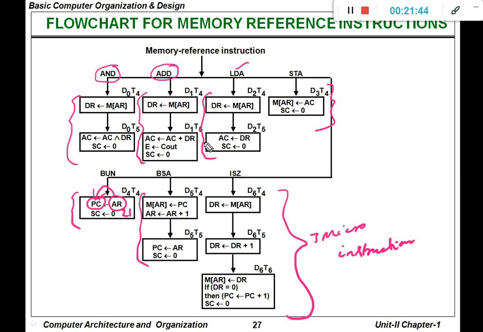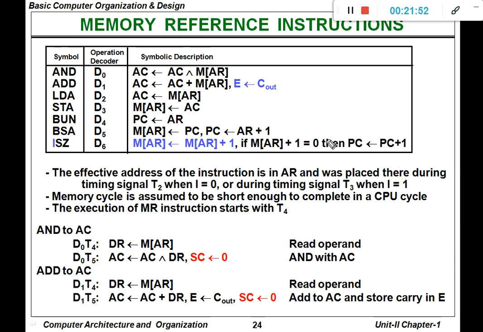So these are all of the different memory reference instructions we need to consider. And here D0, D1, D2, D3, D4, D5, D6 represent the operation decoder code for different memory reference instructions.